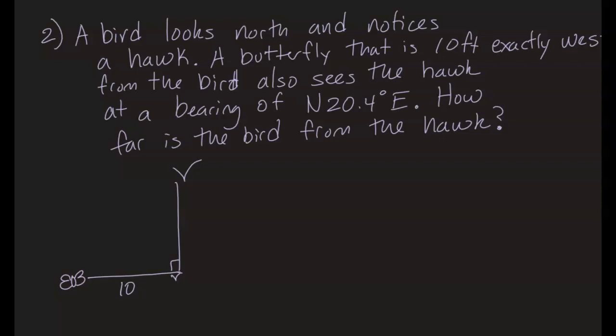Then it says that the butterfly sees the hawk at a bearing of north 20.4 degrees east. Now, what this means is, and you'll learn once you go and watch the instructional video on bearings, that the butterfly, which is 10 feet exactly west from the bird, also sees the hawk. I know that's confusing. I probably should have worded that better.